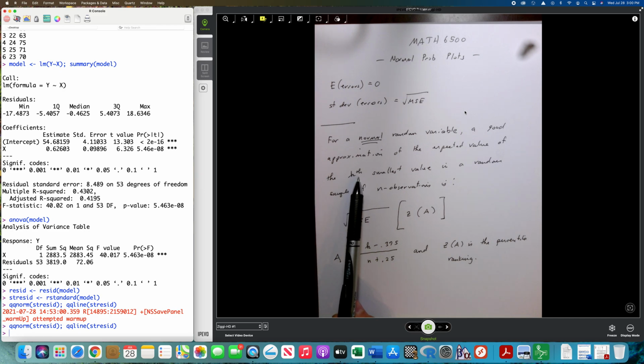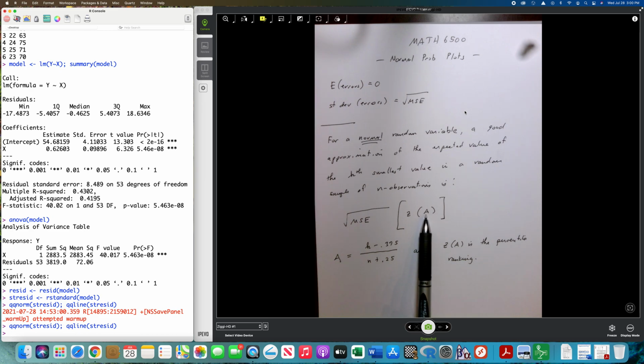So in other words, when we find all of our residuals, we're going to have a smallest one, so that will have k equal 1. We're going to have a second smallest, that's going to be k equal 2. We're going to have a largest value, that's going to be k equal n. Okay? So we have a equals k minus 0.375 over n plus 0.25, where z of a is actually the percentile ranking.